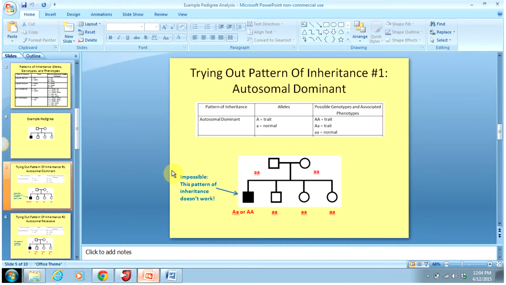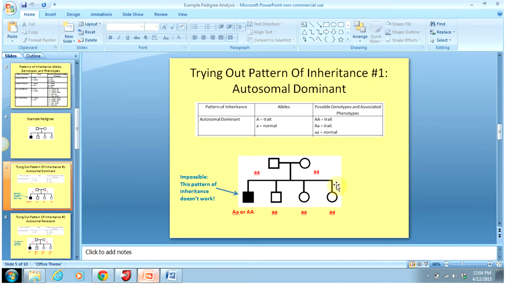And let's say we wanted to try out the autosomal dominant pattern of inheritance. If it's an autosomal dominant pattern of inheritance, then big A is going to represent the trait and little a is going to be normal. The possible combinations of those alleles would be big A big A, which would give you the trait for your phenotype, big A little a, which would also give you the trait of interest, and little a little a, which would be normal. Okay. So our next step is to fill in the genotypes of all individuals on the pedigree, assuming this is an autosomal dominant pattern of inheritance.